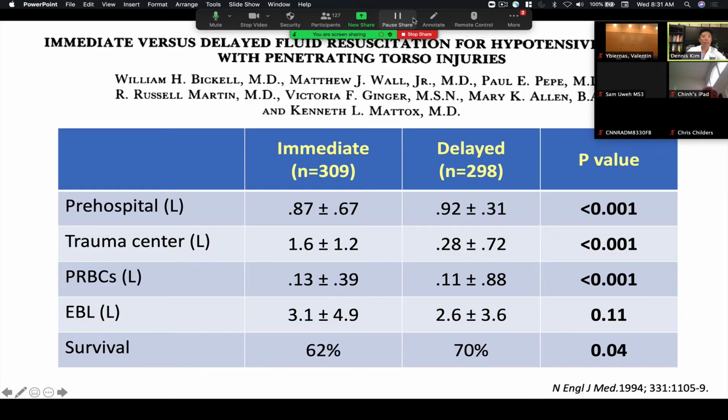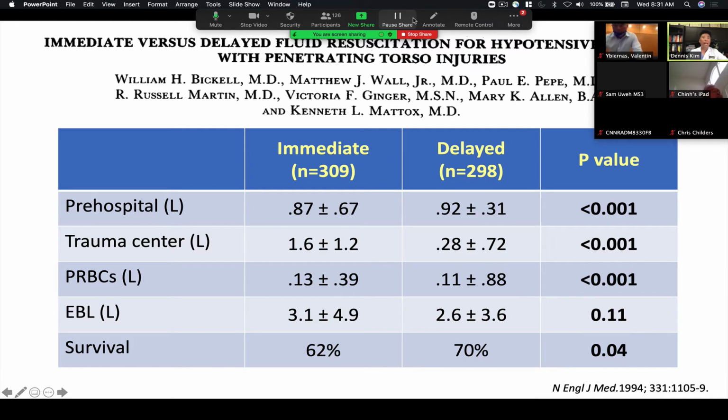We know that in penetrating torso injuries, and again, you'll notice this study was published in 1994, but even back in the 1920s, Walter Cannon was talking about this exact principle, namely not resuscitating wounded soldiers on the battlefield until they were ready to have their bleeding staunched or get bleeding control. And so much of this sort of back and forth happens, as I'm sure you're all well aware. But in this particular study in Houston, Texas, they looked at immediate versus delayed resuscitation for hypotensive patients.